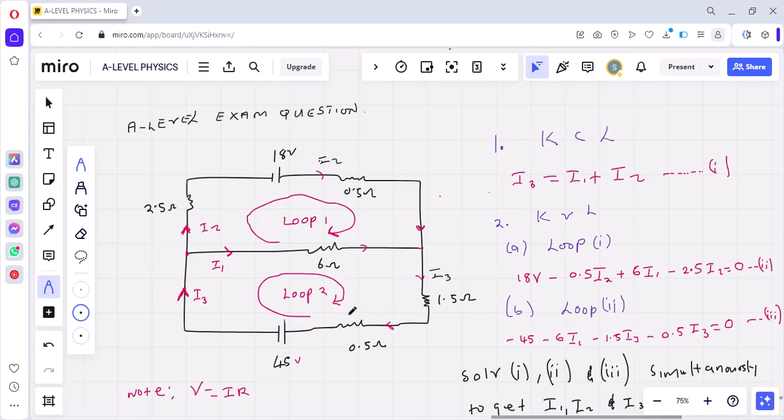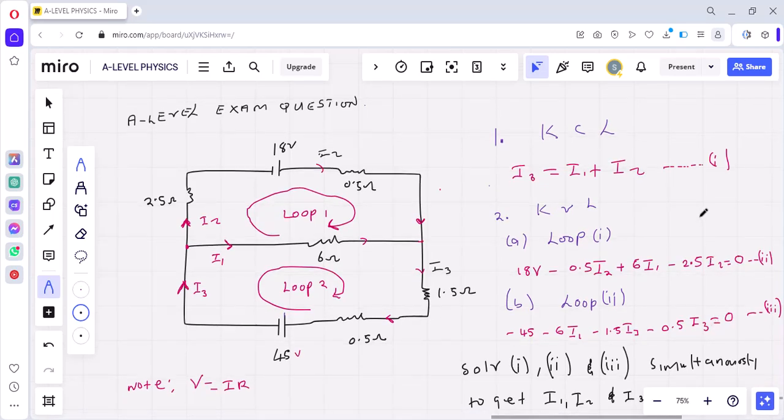Now I'm at 0.5 ohms, and I'm also moving in the direction of current 3. Since I'm moving in the direction of current 3, this will also give me a negative potential difference given by 0.5 times the current through that resistor, which is I3. I also set this equal to 0.